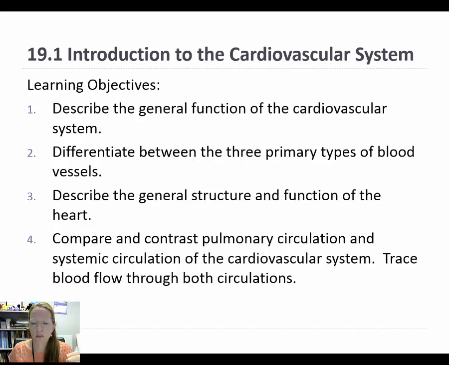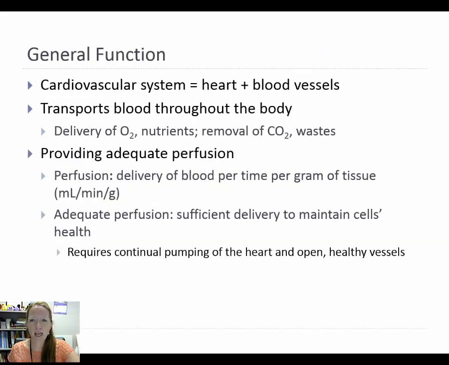So I go over just general anatomy in these videos, just so we can kind of get through the cardiac physiology that's going to be a little bit later. And then we're going to take a look at the difference between a pulmonary circulation and the systemic circulation. So let's go ahead and look at the general function of the cardiovascular system.